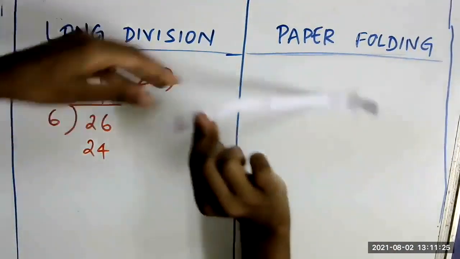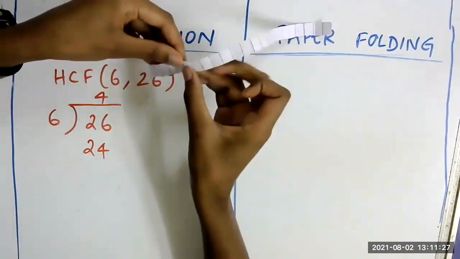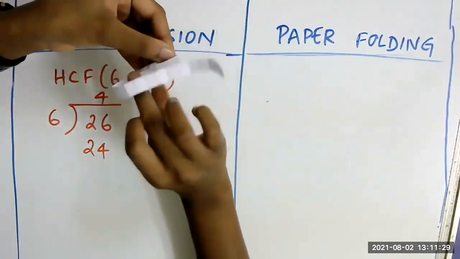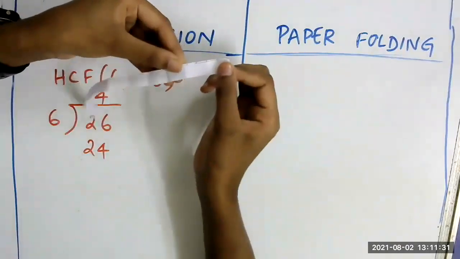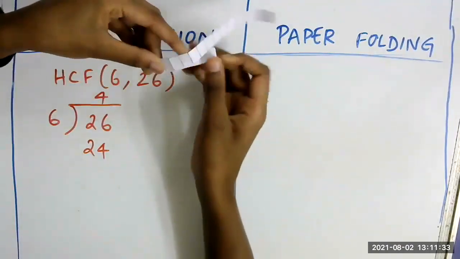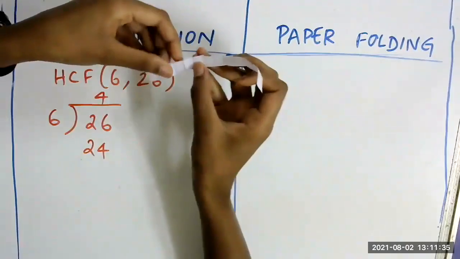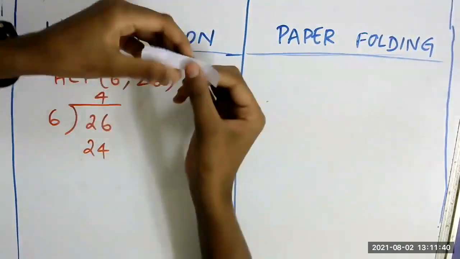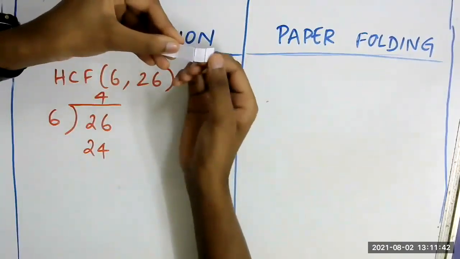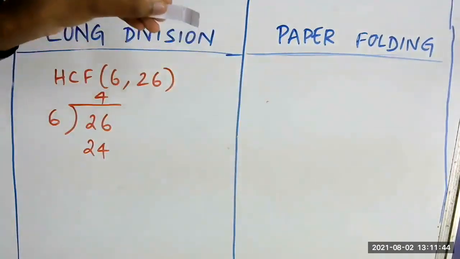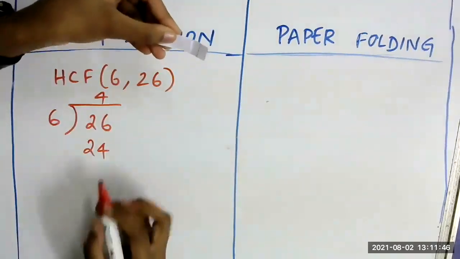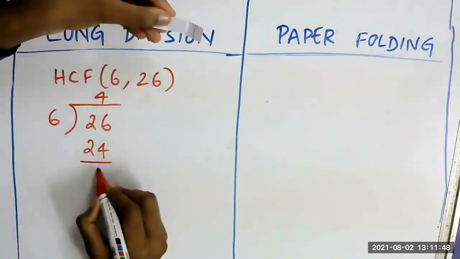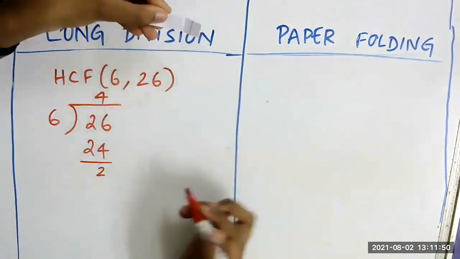Let's see. I have covered with 6 strips here. One, second fold, so I have covered 12 boxes. Third fold, so I have covered 18 boxes. Fourth fold, I have covered 24 boxes. Now I'm left with just 2 boxes. So what happens? I have covered 24 with 6 strips. 2 was left out. Right.